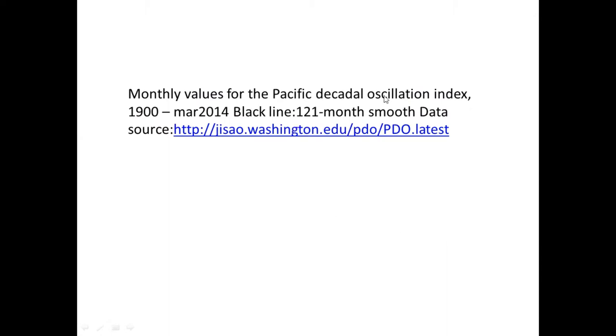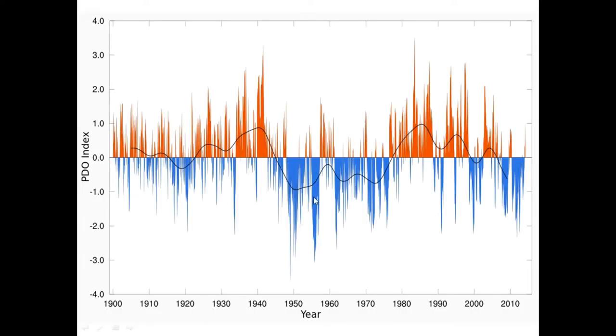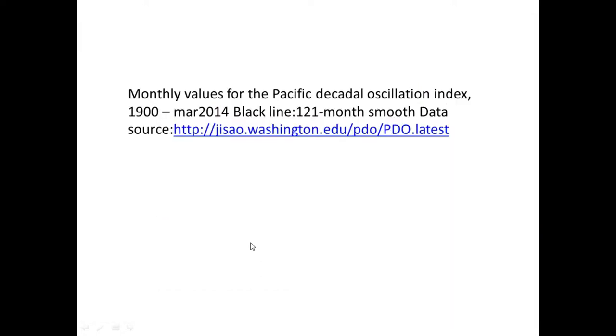Monthly values for the PDO index. Black line is 121 month smoothed data. That's basically 10 years. So this is a smoothing. That's why you see the graph starts there in 1910 or so, because you have to wait for the previous 10 years, and it stops here about 2005, 2006 or so, because when we get data over here, then we can back calculate, basically. But you can see the cyclical nature of it. That's what this shows. Shows it very nicely, as a matter of fact.